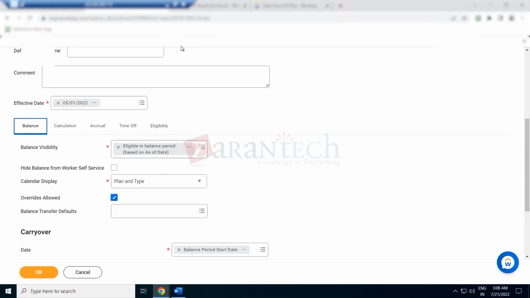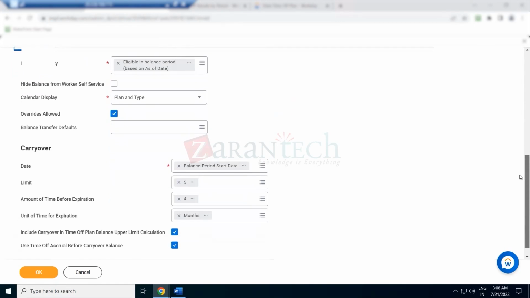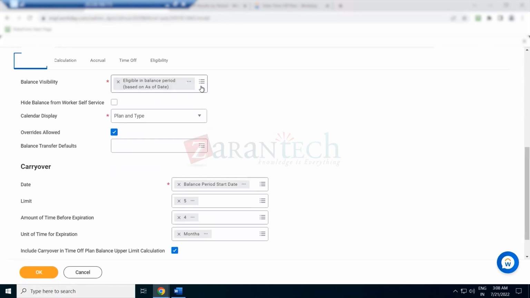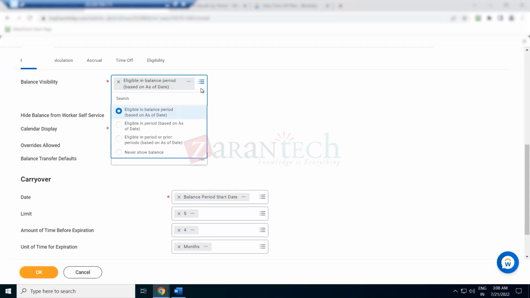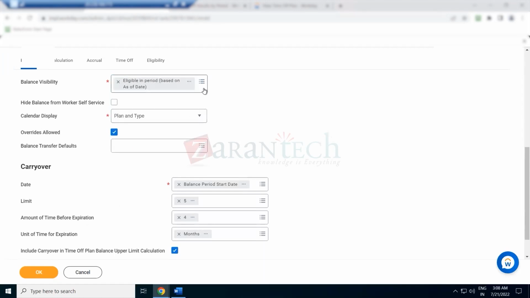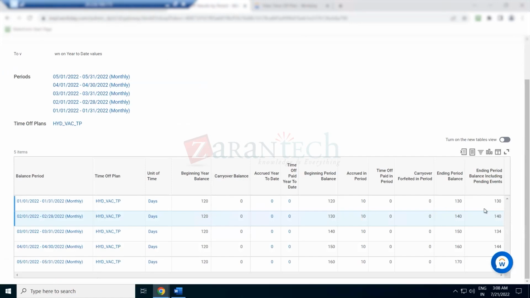Can you show me one more thing before you leave, Sachin? You showed me that if you change this balance eligible in balance period, it changes to eligible in period only. No, it doesn't change anything in terms of period. It is like the visibility of the balance. Whether he is eligible for that particular period or not, the balances will not change. They will be intact because it is covered by eligibility.